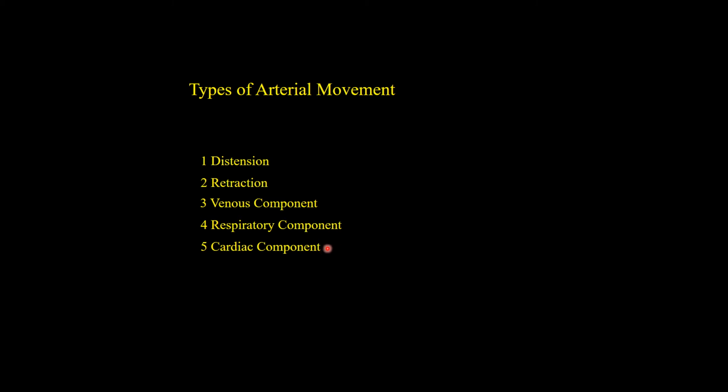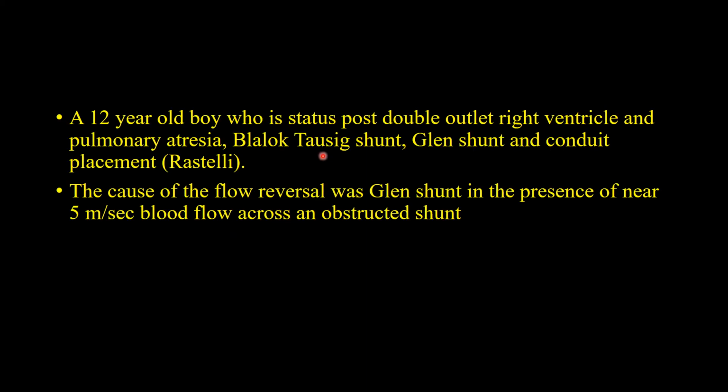And if the heart is beating really hard and the aorta is pulsing, sometimes the left common carotid can have a whipping motion or a jump rope motion, and that would be a cardiac component. So what we're looking at here is a 12-year-old boy who was status post double outlet right ventricle and pulmonary atresia. He had a Blalock-Taussig shunt that was taken down, and then a Glenn shunt, and then later had a conduit placement. So Glenn shunt is connecting the right pulmonary artery to the superior vena cava.